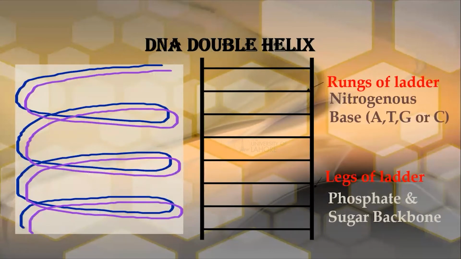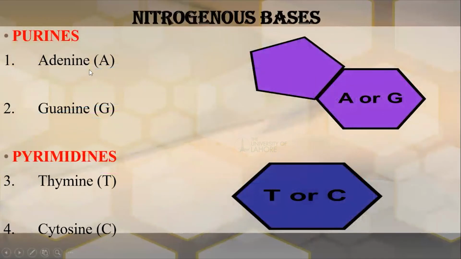So we have the structure. We have the rings of the nitrogenous bases. You can see these are basically the phosphate and the sugar backbone. So you can see this is the backbone. Here are backbones. The nitrogenous bases are adenine, guanine, cytosine, and thymine.